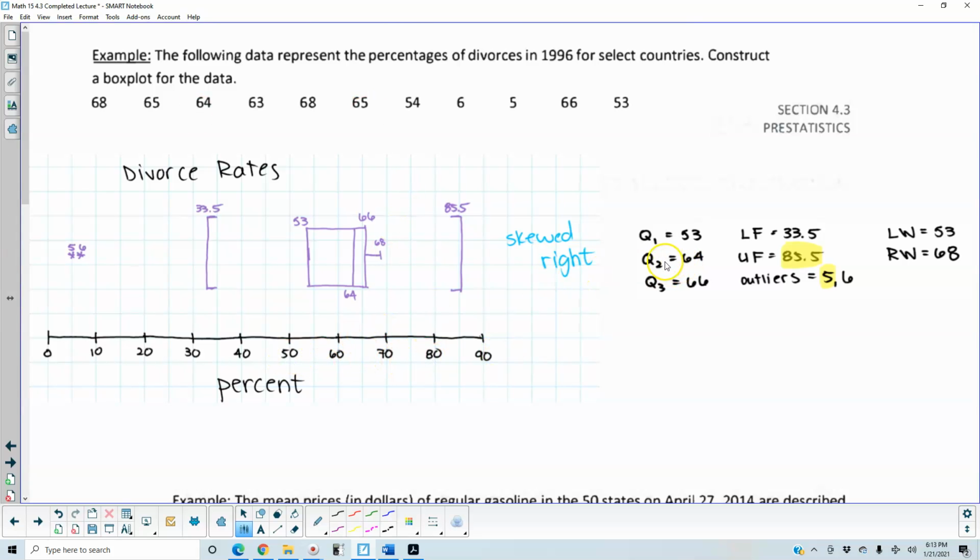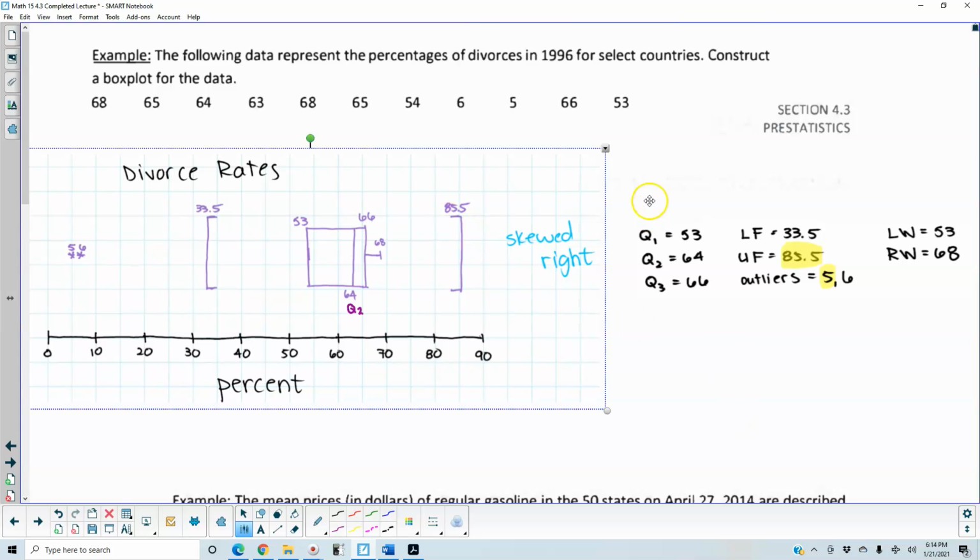Now the first thing we want to do is look at quartile 2, which is 64. So in between 60 and 70 is 65. So therefore here would be 64. So here is our quartile 2. And then from there, we're going to graph quartile 1 and quartile 3. Well, quartile 1 is at 53. So there's quartile 1. And then 66 represents quartile 3.